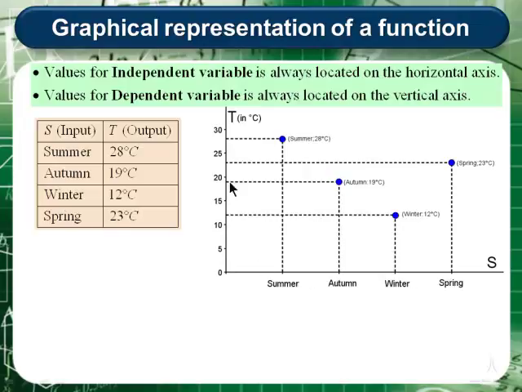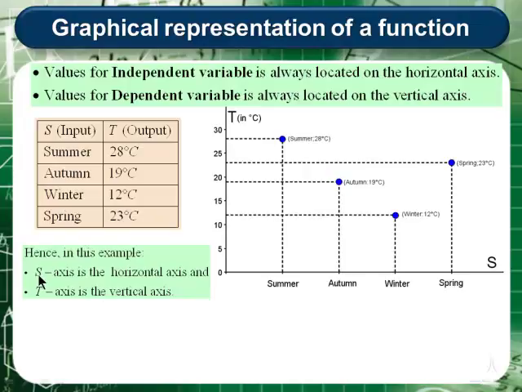On the vertical axis we must put the temperature, because that depends on the season. And again, for this particular example, we only have 4 output values. Note, in this case, each input value is only linked to one output value, so therefore it will be a function. So we can say that the S-axis in this case is the horizontal axis, while the T or temperature axis is the vertical axis.